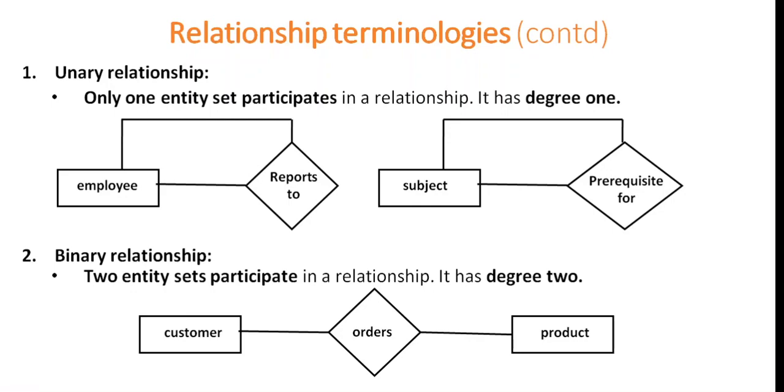A customer entity is there and a product entity is there. A customer orders some product, or a product is ordered by a customer. So two entities, customer and product, are sharing a single relationship, that is orders. That's why the degree of this relationship is 2, and it is called a binary relationship.